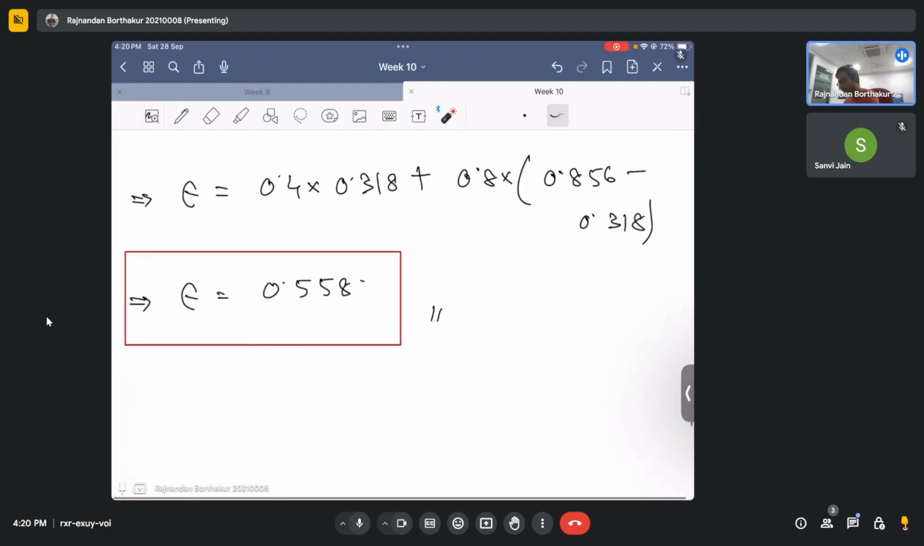We have basically calculated, so what is this? This is nothing but your total hemispherical emissivity.